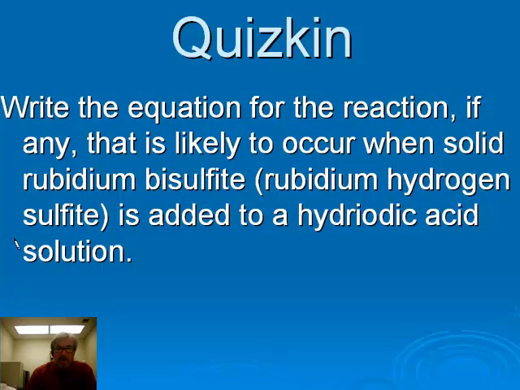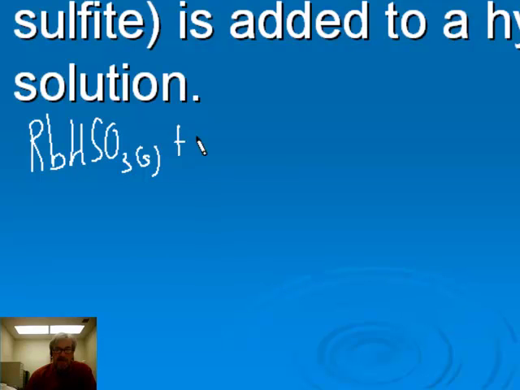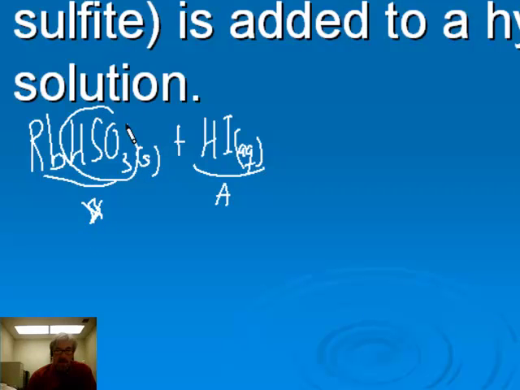Here's your answer. Rubidium bisulfite is Rb, and then bisulfite is HSO3. That's added to a hydriodic acid solution, which is HI, aqueous. All right, HI is an acid, but this is not a base. Rubidium bisulfite is a bisulfite, though.